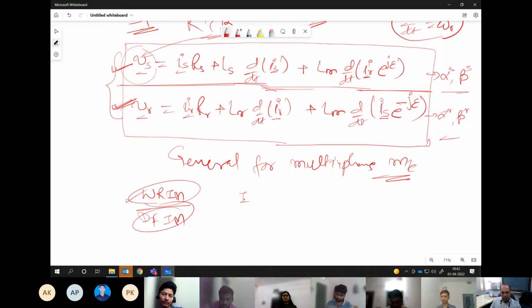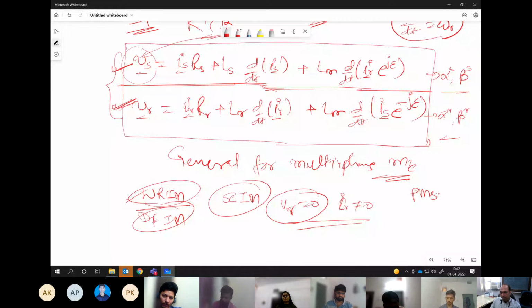Now for something like squirrel cage induction motor, what we will have? We will have VR equal to 0. But still IR will be there. It's not equal to 0. Understanding my point? Now for a machine like PMSM, we don't have a rotor equation at all because there is no circuit on the rotor side. It's all magnet. So our rotor equation is not applicable. We have only stator equation to deal with the complete machine.